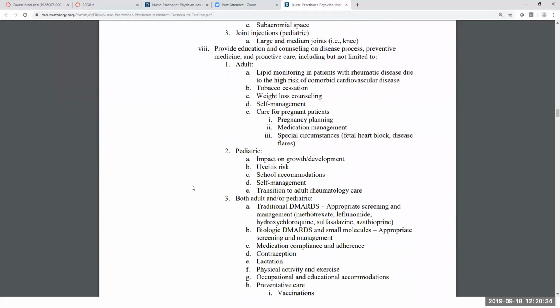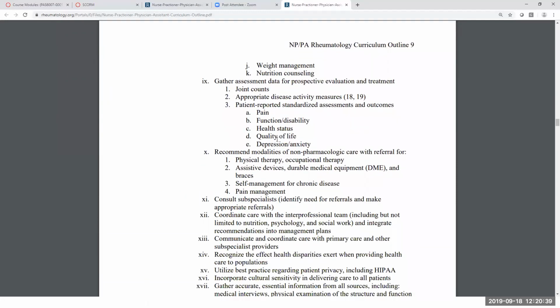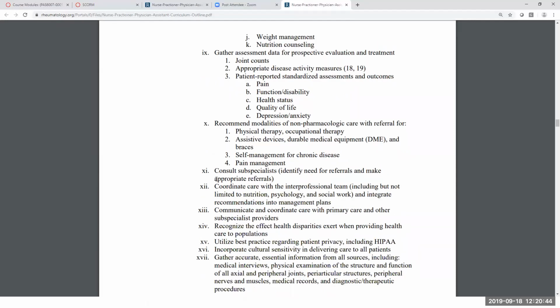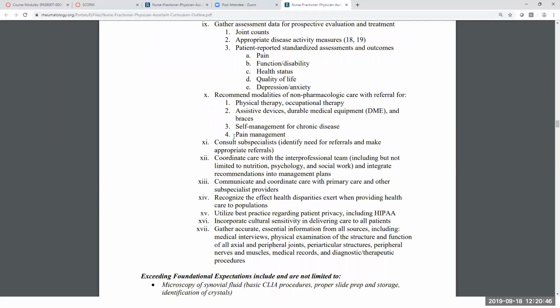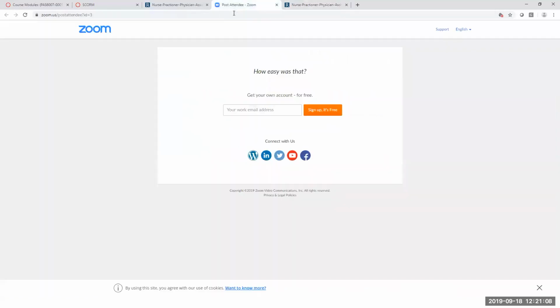In so doing, we included both adult and pediatric opportunities. We looked at functional assessments, and those were included as well. We looked at working with other colleagues, coordinating care, communicating this information to colleagues and to patients, considering health disparities, and thinking about best practices such as HIPAA. We included things like cultural sensitivity. So it is meant to be a very relevant and applicable core curriculum.